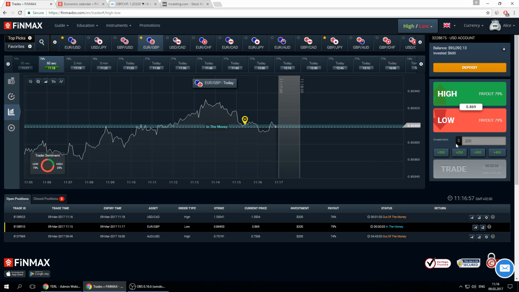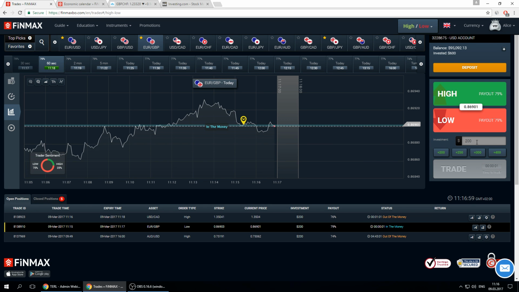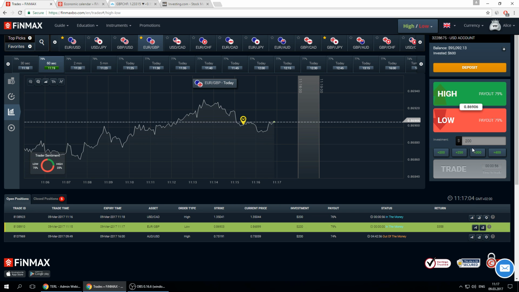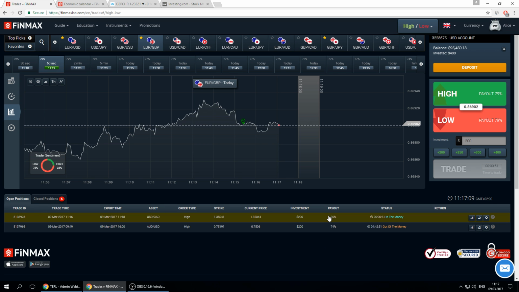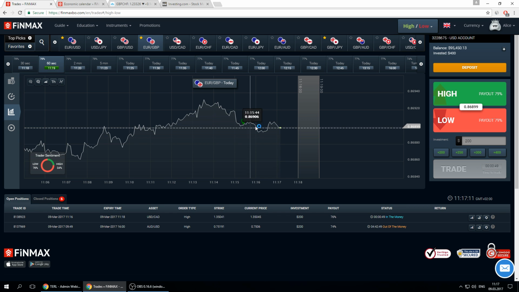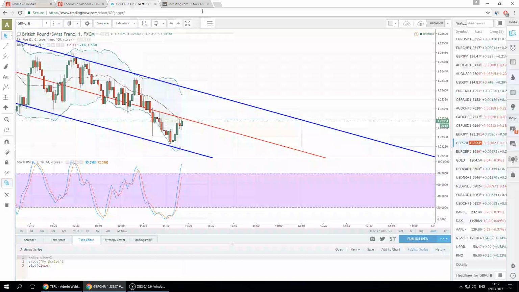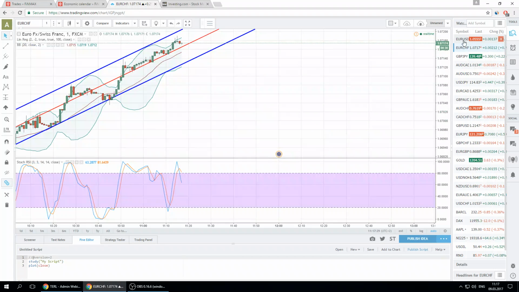Okay, let's prepare ourselves. That's really okay, closed in the money. Good for us. But as you see, the difference in the price was really small. So we opened it for low. As you see, if we would open the next trade, it could also be pretty good.